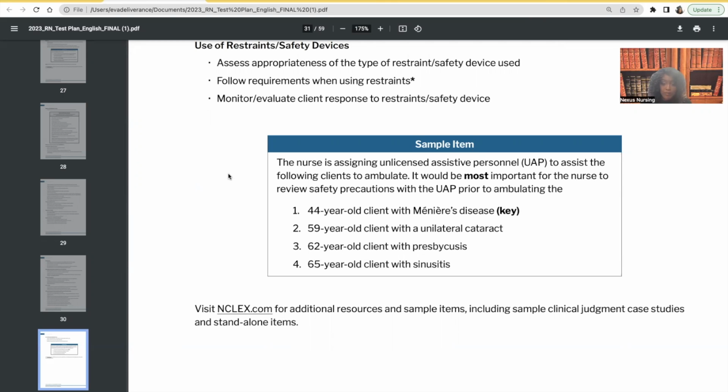Look at the other choices. 59-year-old with unilateral cataract. It's not like they got cataracts in both eyes where they have that cloudiness over both lenses. Now, even though they may be a safety risk, it's not going to be as high as the patient that has vertigo, the patient that has problems with balance because their inner ear is affected. Remember, the inner ear is responsible for balance. So not only is the inner ear affected, they have a constant feeling of vertigo. They feel like the room is spinning, right?